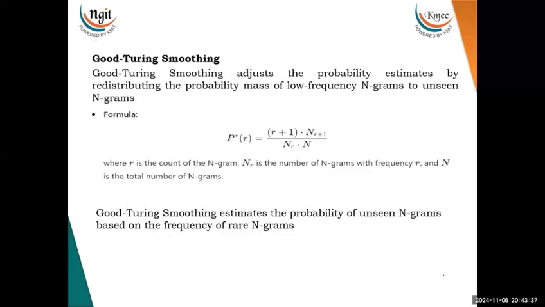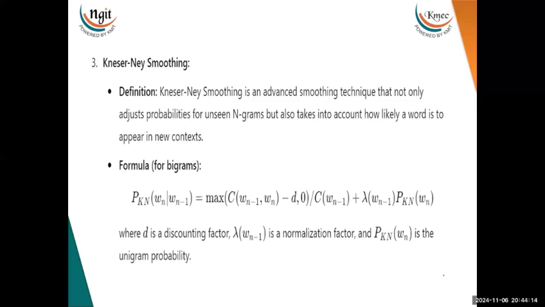Similarly, we have another couple of smoothing algorithms. The next one is Good-Turing smoothing. It adjusts the probability estimates by redistributing the probability mass of low frequency n-grams to unseen n-grams. So basically what it does is it redistributes some of the probability mass from the observed events. It is just to handle the likelihood of these unseen events, such that the model we are trying to make will be more robust. Clear, students?